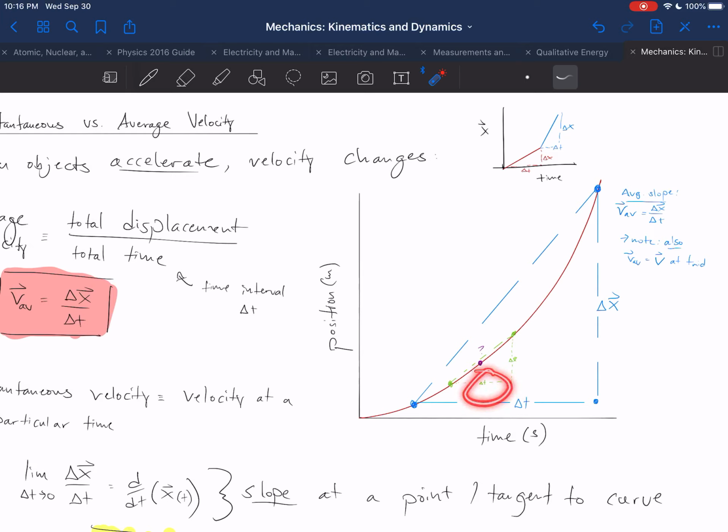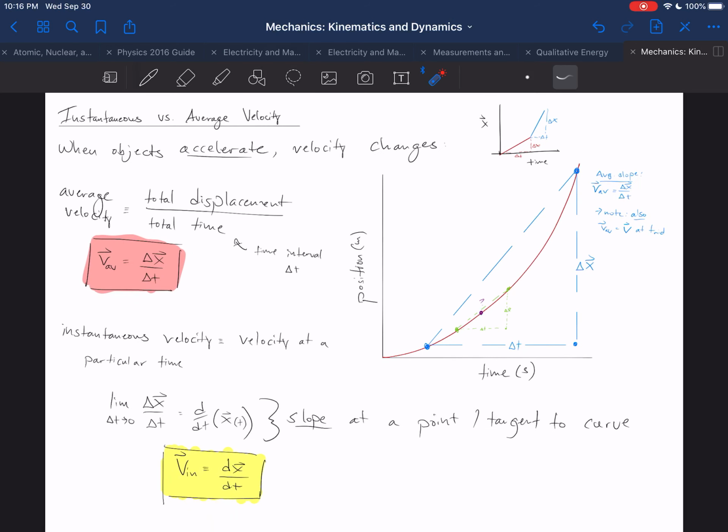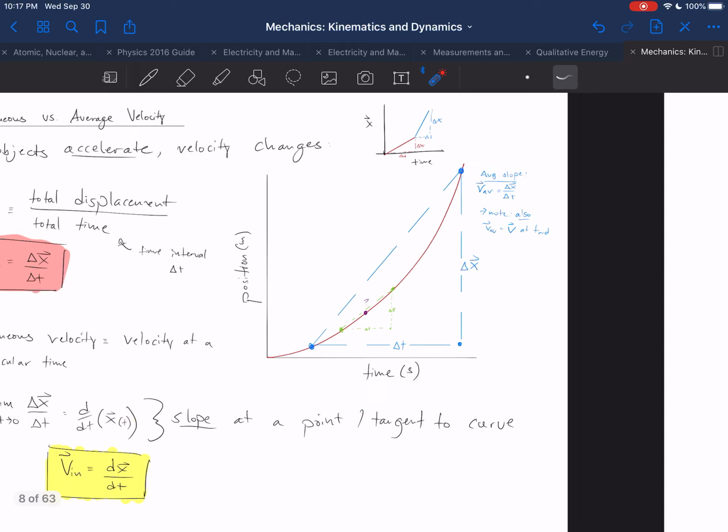So I'm going to shrink delta t down as small as humanly possible and then figure out what the ratio is of my delta x to my delta t. I can use a calculus concept called a limit to do that as well. So I can find the slope at a point that is tangent to the curve. I shrink my delta x over delta t down, and I discover that the velocity at this point is the velocity indicated by a line that is exactly tangent to that point. That is, it just kisses the curve. In calculus notation, the instantaneous velocity is just dx dt at a particular point.